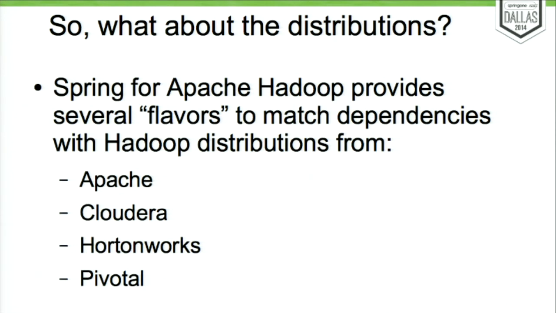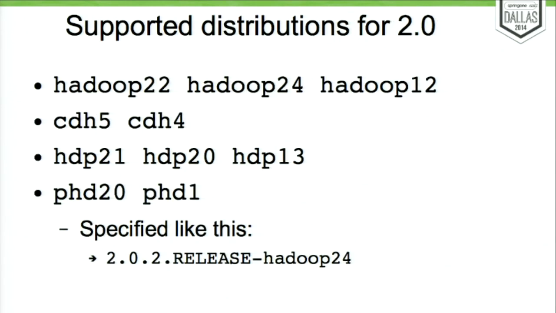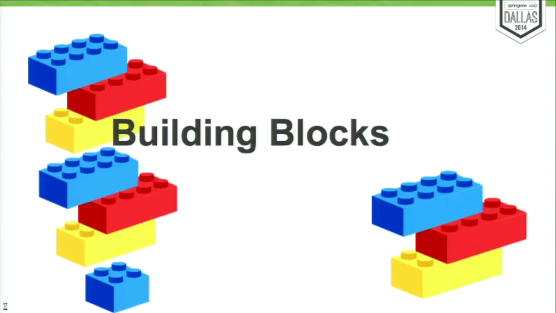So to complicate things, there are different distributions out there. It's Cloudera, HortonWorks, Pivotal, and there are others. The ones we support are Apache, Cloudera, HortonWorks, and Pivotal. And we try to keep up with the latest versions that come out for all these distributions. So we have what we call a flavor of the release. Each release we run with a different set of dependencies to generate the POM file.